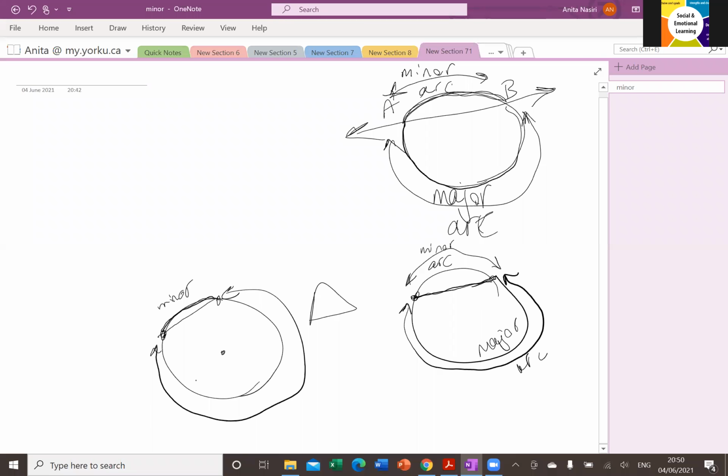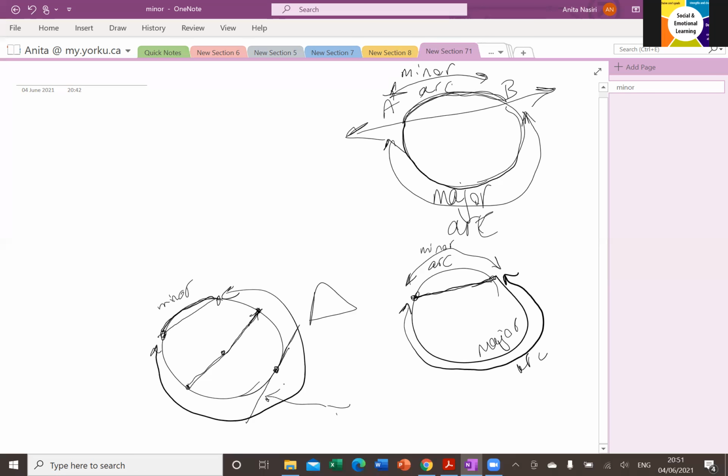Okay, the diameter is passing through the origin. Both diameter and chord hit the circle in 2 points. However, a tangent is a line that only touches the circle in 1 point. That's the difference. This is the tangent.